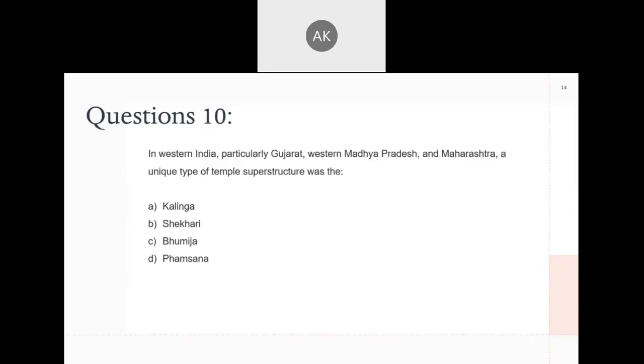Okay, question number 10. In Western India, particularly in Gujarat, Western Madhya Pradesh, and Maharashtra, a unique type of temple superstructure was found. Was it Kalinga, Shekhari, Bhumija, or Famsana? Which is the correct answer? Obviously, Kalinga will not be the answer, because it is not a temple superstructure type.